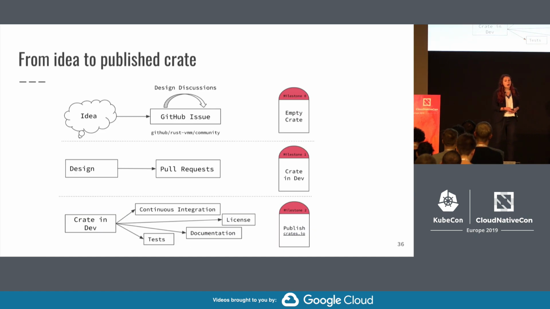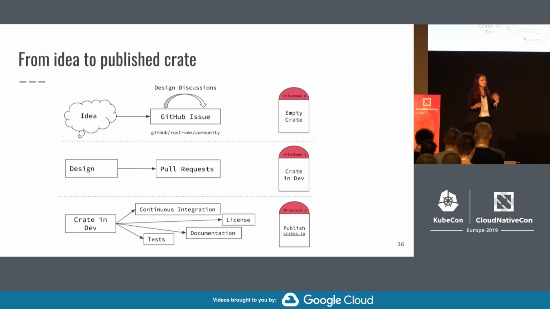Now, everybody can submit ideas about crates that they think are useful for Rust-VMM or for other projects, and we have a process around it. The first thing you have to do is open an issue in our community repository. In that issue, you have to pitch your idea. You have to talk about how it is going to be used, who is going to use it, what the dependencies are, what the design is, and so on.